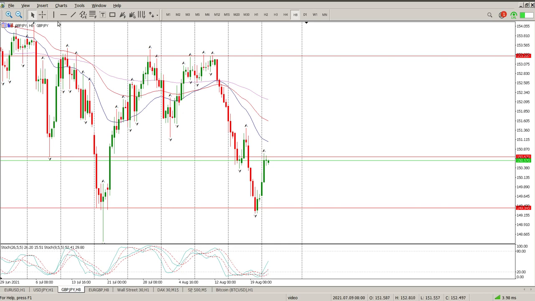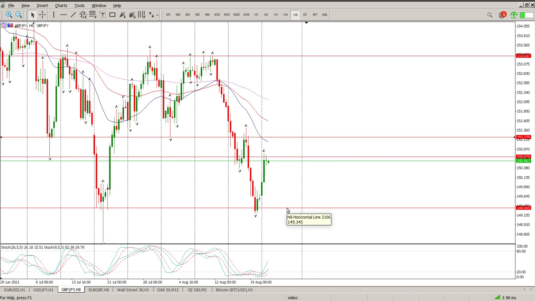You'll probably find that you're going to bump your head against another level, and that's the next bit of structure that I see at the moment, which is 151,178. But yeah, so I think if you break to the downside, you're looking for this gap here from yesterday to close, and then you're looking for this level to be tested again, 149,345. So that's kind of the structure we've got there.